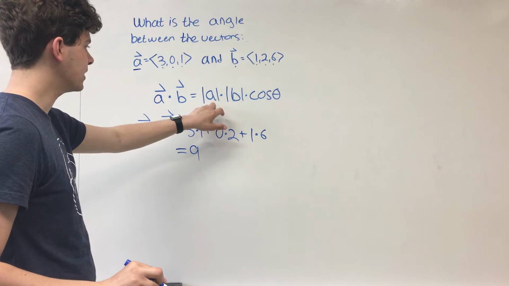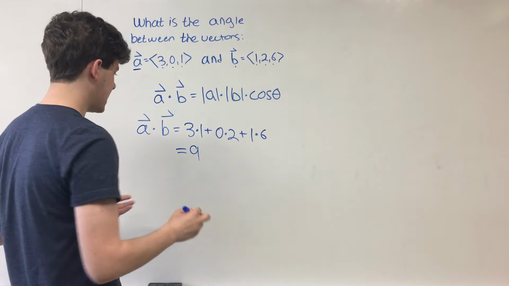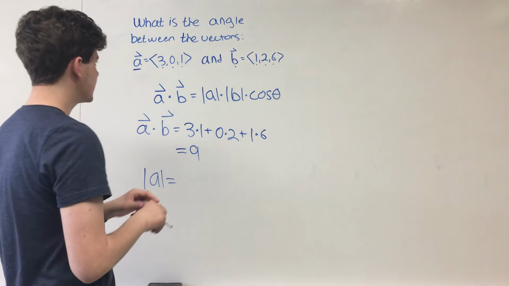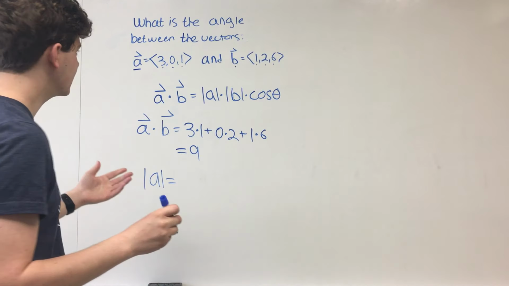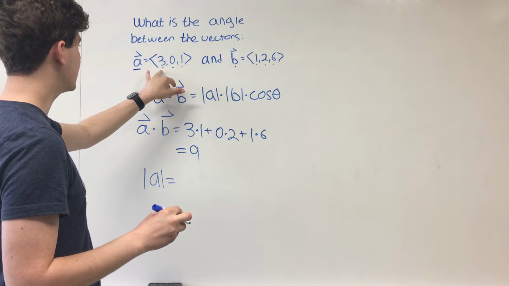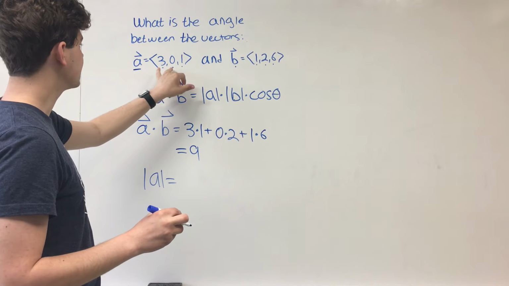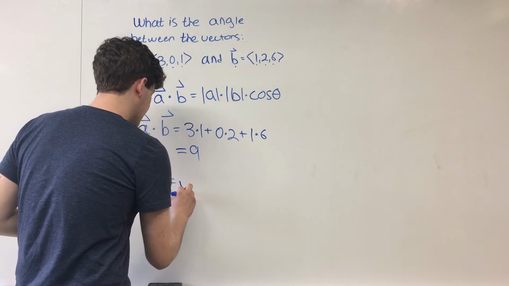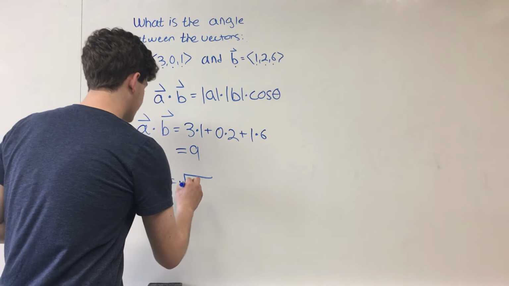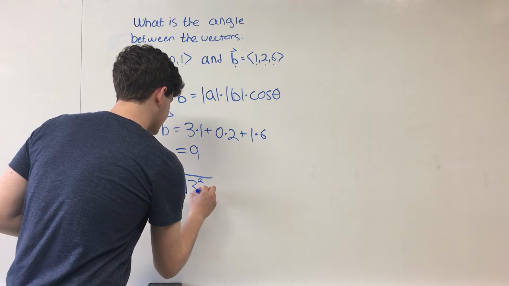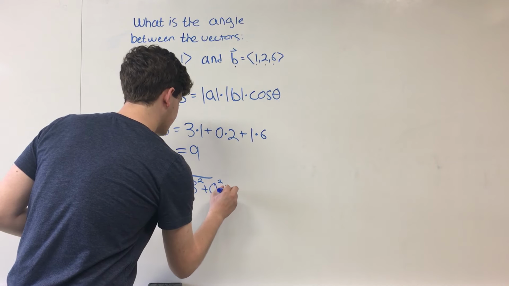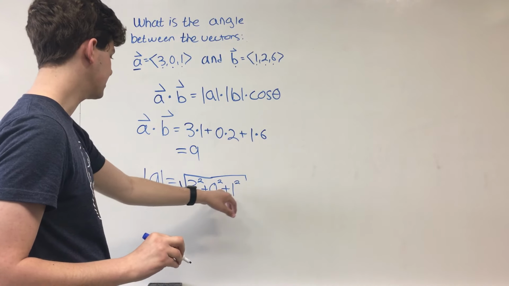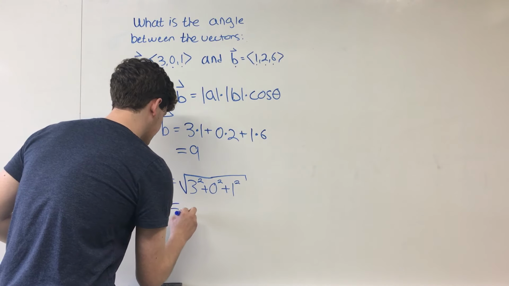Next, let's go ahead and calculate the magnitude of vector A. The magnitude of vector A equals, and this formula is going to be the square root of the x component squared plus the y component squared plus the z component squared. So we have the square root of 3 squared plus 0 squared plus 1 squared, which is 9, 0, 1, equals the square root of 10.